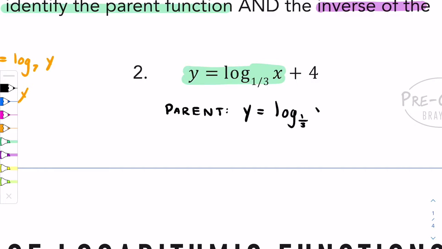And the inverse of this parent function, I know that it's going to be y equals (1/3) raised to the power of x. You might have to work out the whole problem for the inverse, but that is what it will be, (1/3) to the power of x.